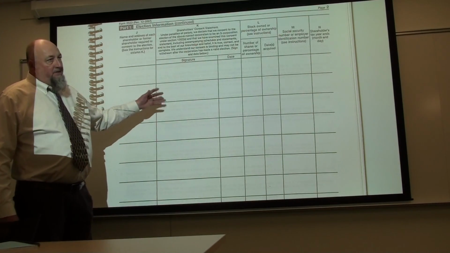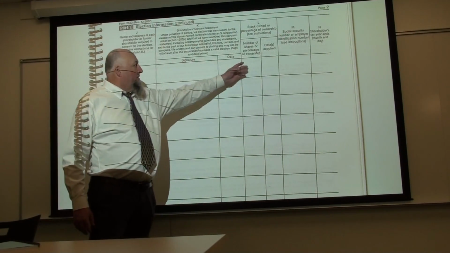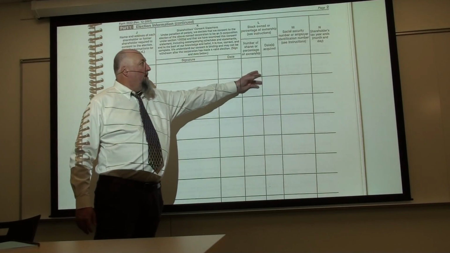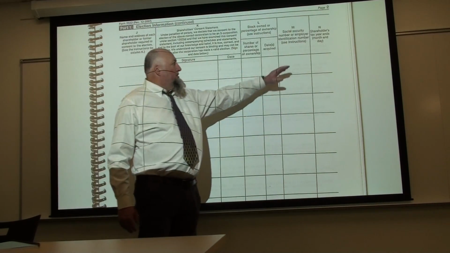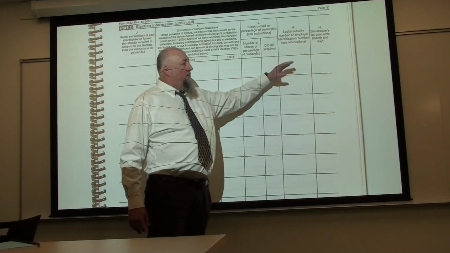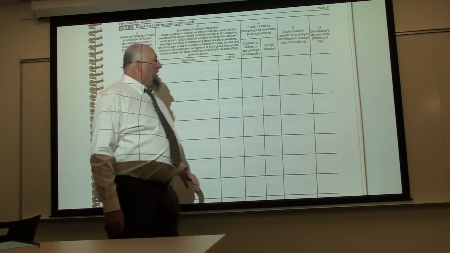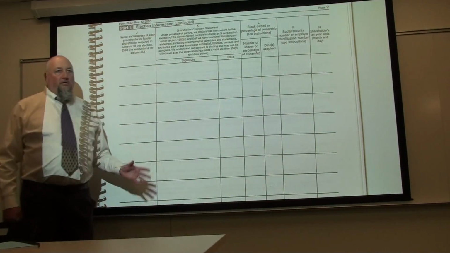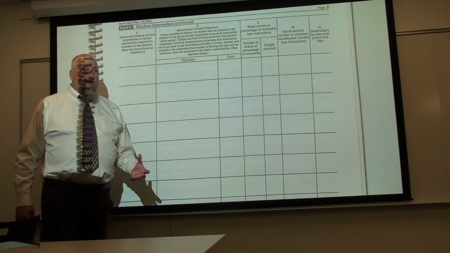Part of that is you have to list the number or percentage of ownership, when they acquired the shares of stock, social security number or tax ID number or employer ID number. And that way the IRS knows who are the shareholders in the corporation.